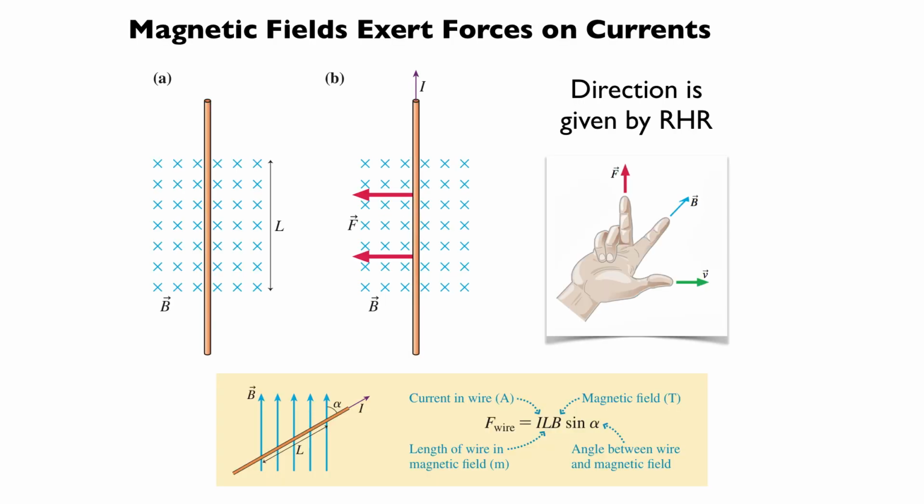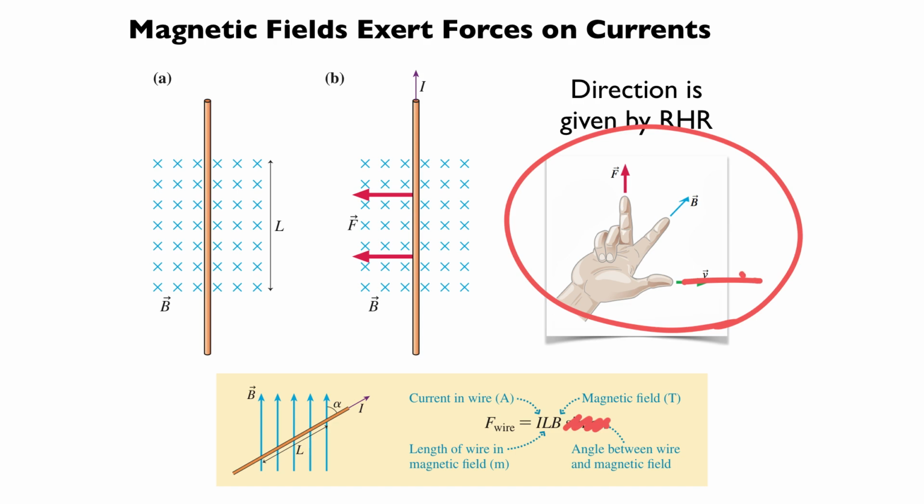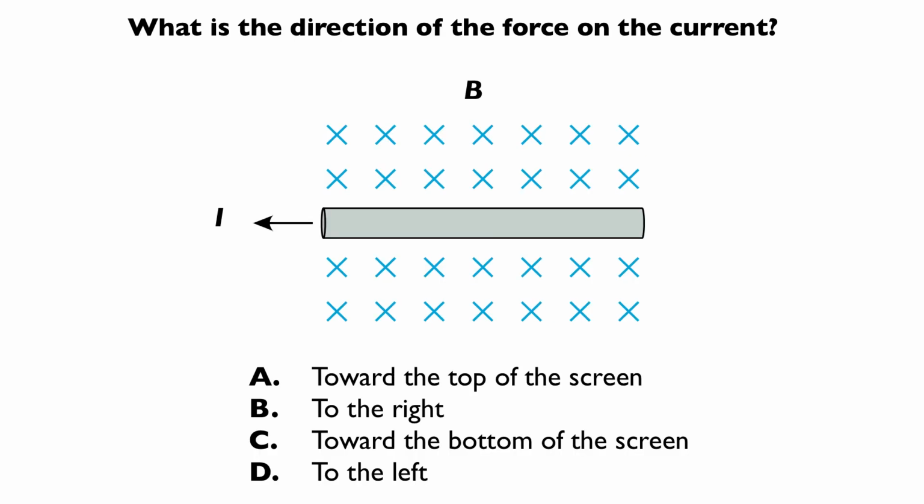Now, magnetic fields exert forces on currents, and so magnetic fields will exert forces on currents in wires. And the magnitude of the force on the current is just I times L times B times sine alpha. Alpha is the angle between the current and the magnetic field. We're typically going to work with situations where that's 90 degrees. And the direction of the force is given by the right-hand rule. The direction of your thumb is in the direction of the motion of the positively charged particles, but that is the same as current. So your thumb is in the direction of the current, your index finger is in the direction of the magnetic field, and so your middle finger will be in the direction of the force, and so we can use that.